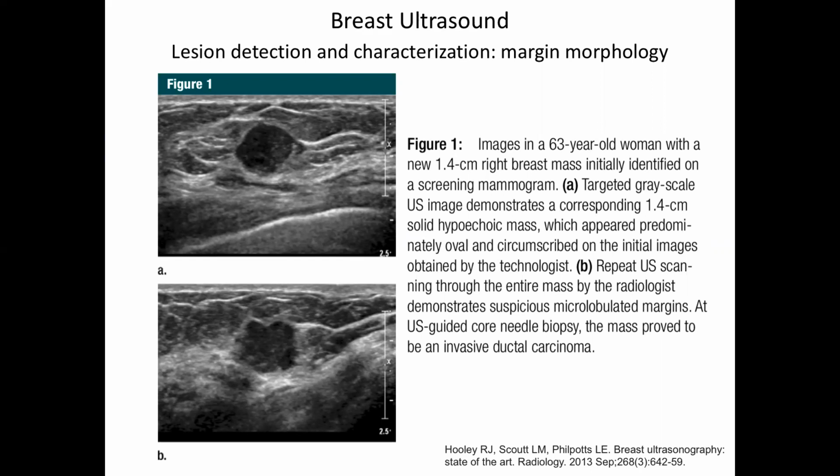And now this example, it says repeat US scanning through the entire mass by the radiologist demonstrates suspicious blah, blah, blah. Why they throw the echo tech under the bus, I don't know. It's like, oh, when the radiologist took the probe, they found this. But anyway, forget about that. In a different plane, when we're scanning through that, we're seeing that we have this sort of, as they call it, microlobulated margins. I've never heard that word before, but anyway. So it's these jagged edge margins. That's not a good sign.